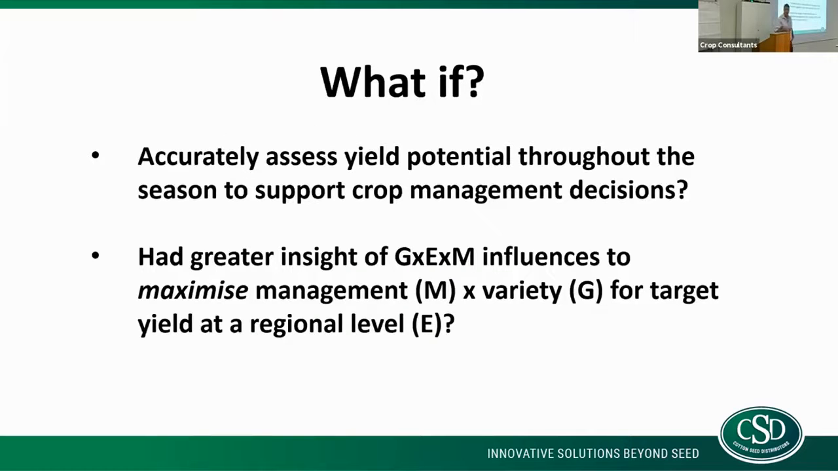So just a review of the tools that we're doing, and I guess we're asking those what-if questions. What if we could accurately assess our yield potential throughout the season, which will support our crop management decisions? And similarly to some of the work that Paul touched on, what can we do to improve our insight into the genetic, environmental, and management influences to maximise our management by variety, by target yield, and specifically to a regional level. That is where we're trying to focus a lot of this work.